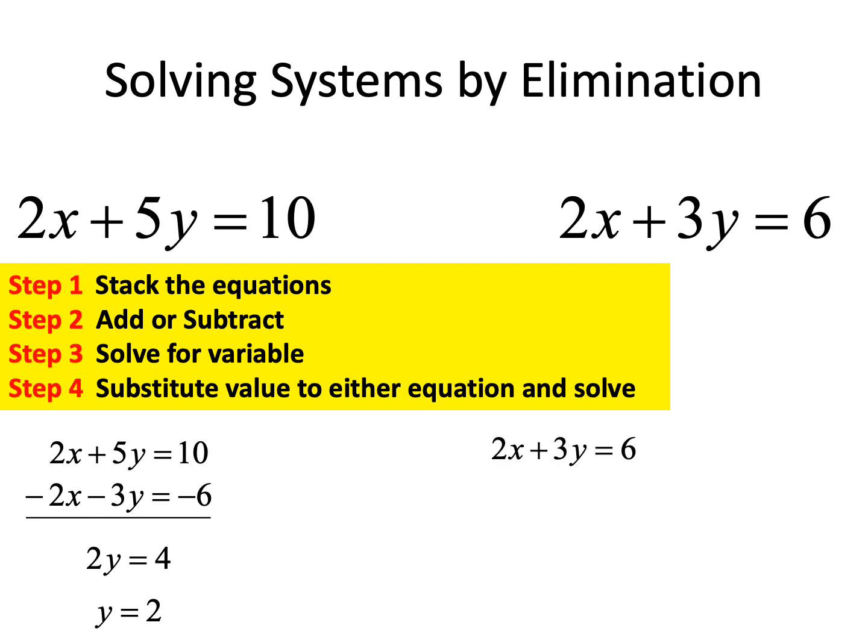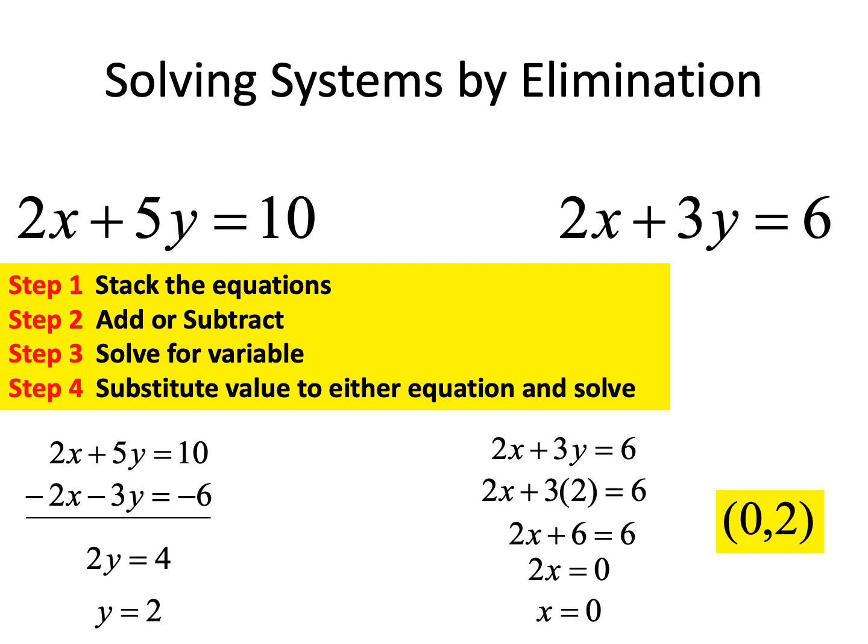I'll choose the one with the smaller values here. Y is the value 2 now. 3 times 2 is 6. Subtract 6 from both sides. Divide by 2. We get x equals 0. So the final answer, x, y, we get 0, 2.